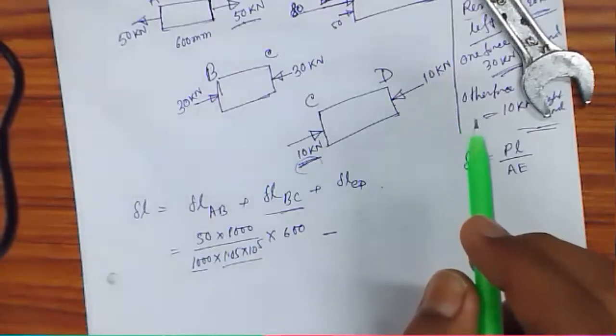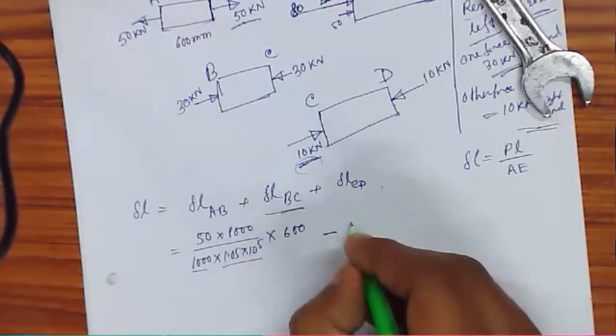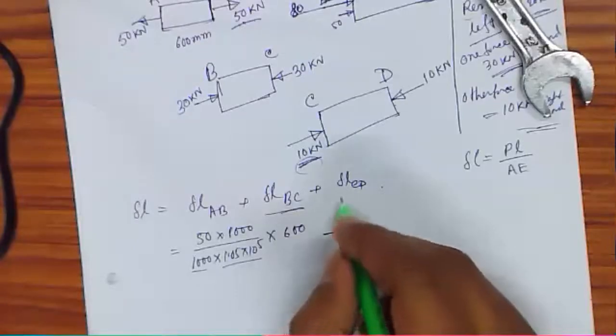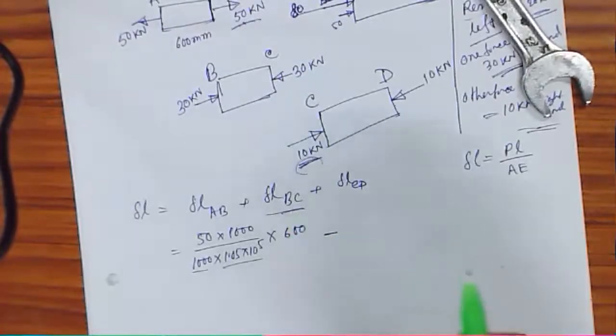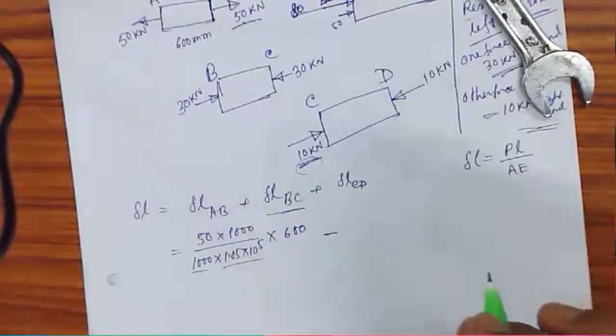Sir, will we use negative for compressive? Yes, because it is compressive force, the force will be negative, because there will be a decrease in length. That's why this negative sign comes up.